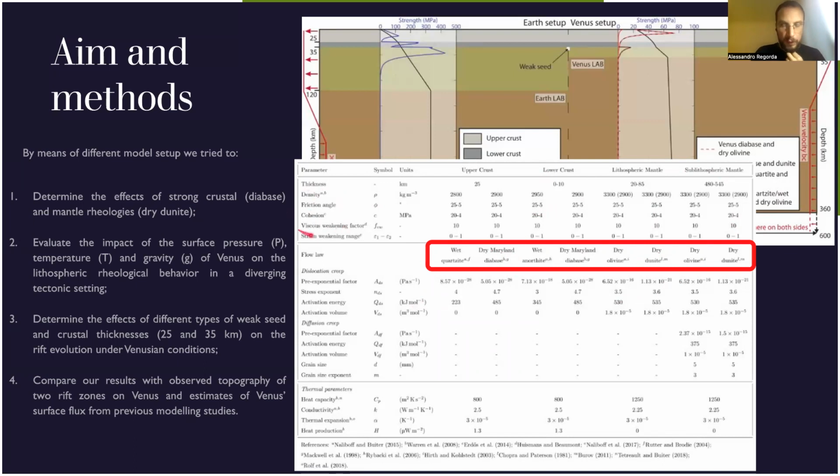Very briefly, on the parameters for the plasticity, we didn't change these parameters between Earth and Venus, and that's because they are not well constrained, not even for the Earth, so certainly not for Venus. And we are aware that they can have some effect on the evolution, and so they surely are worth a deeper analysis.